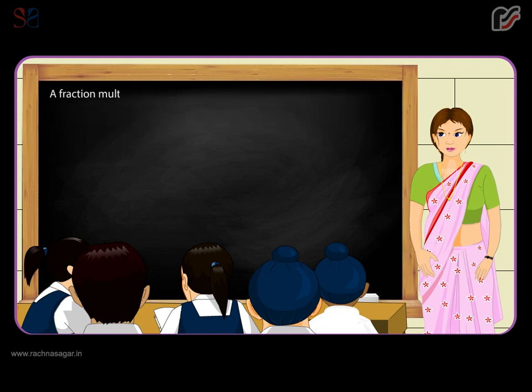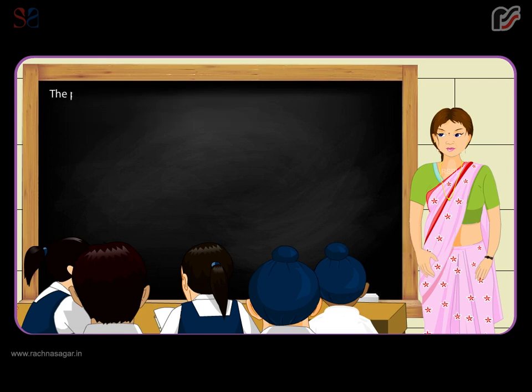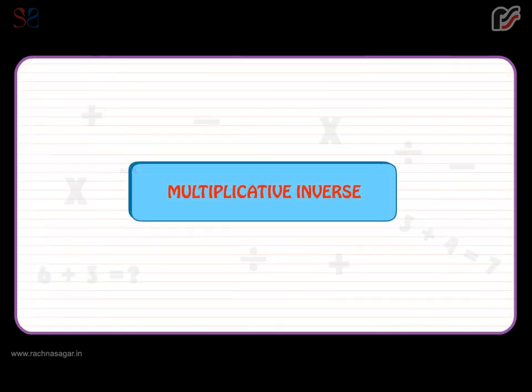A fraction multiplied by 1 is the fraction itself. For example, 8/9 multiplied by 1 is equal to the product of 8 and 1 divided by the product of 9 and 1, which is equal to 8/9. The product of a fraction and 0 is 0. For example, 14/23 multiplied by 0 is equal to 14/23 multiplied by 0/1, which is equal to the product of 14 and 0 divided by the product of 23 and 1, which is equal to 0/23, which is equal to 0.